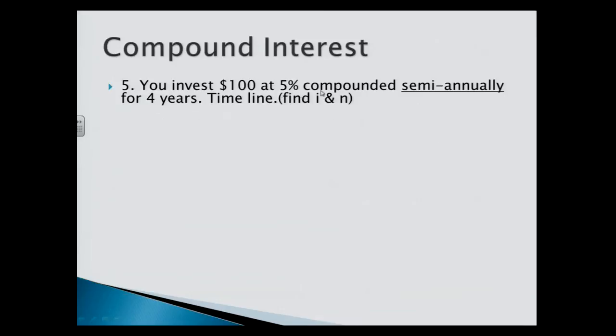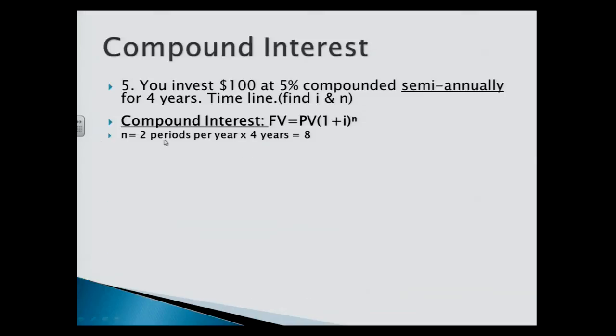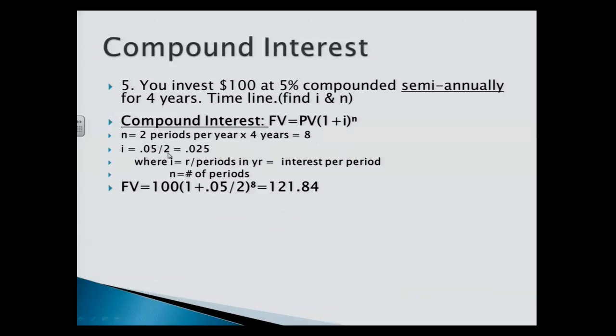Okay, you invest $100, 5% semi-annually for 4 years. Compounded, there's your compounded formula. The first thing you do when a problem says compound interest, you find I and N. So go ahead and do that. N, 2 periods, 2 per year, times 4 is 8. I is 0.05 divided by 2, 0.025. Substituting it in the formula, 121.84. And that's what we got before.